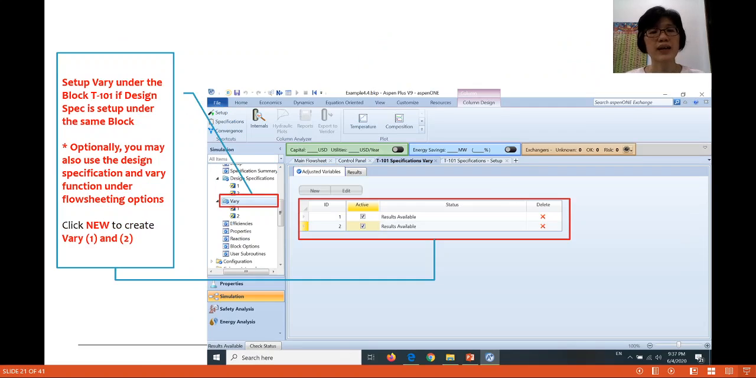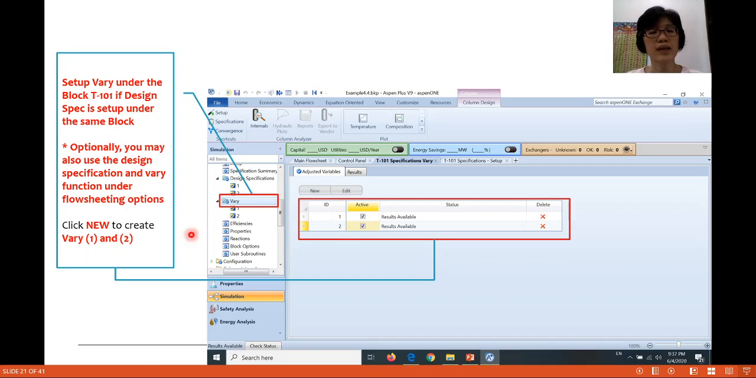So once you have done this, it is still incomplete because design spec and vary must come in pair. If you have 2 design specs, make sure you have 2 varies. Okay? Now we move to vary. As usual, you have to click new to create 2 varies.